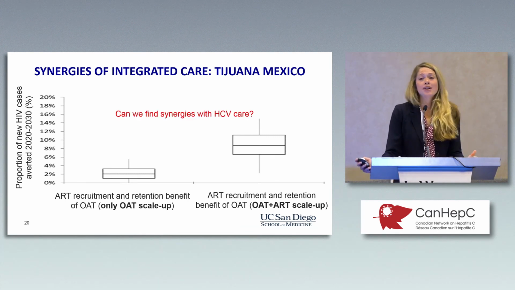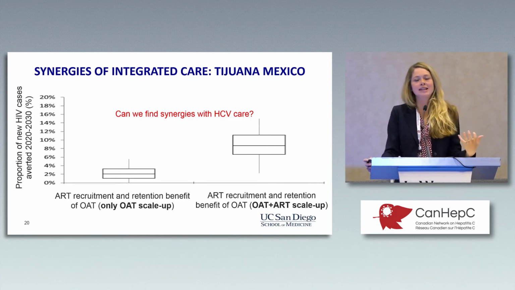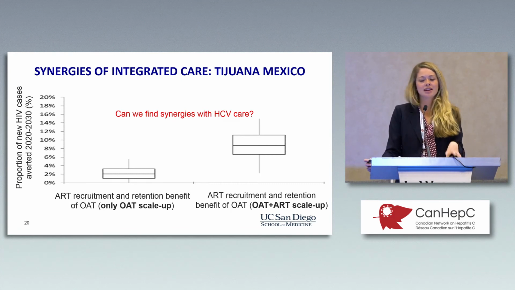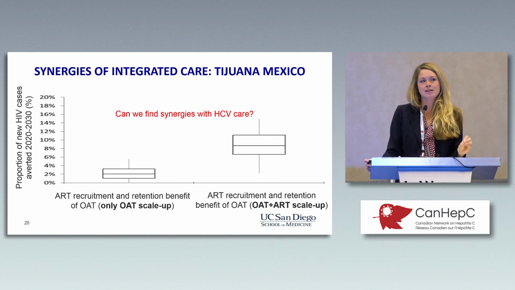And of course, I've just been talking about HIV and OAT, but as we're moving forward, we're continuing to think about trying to highlight these potential synergies with other diseases, and can we find these synergies with harm reduction and hepatitis C to really further emphasize the point that harm reduction is a critical component of our hepatitis C response.